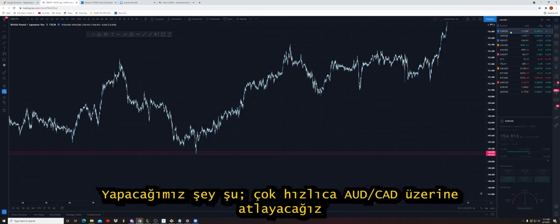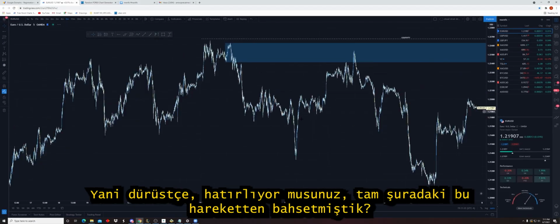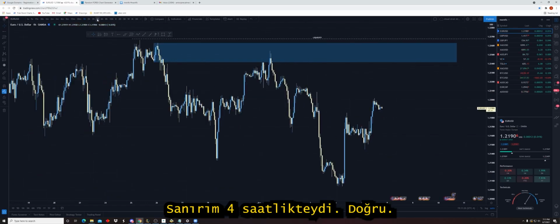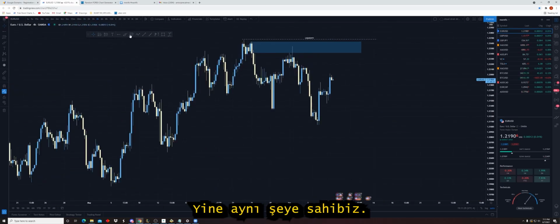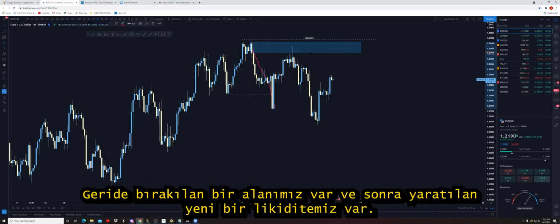So we're going to jump on EU very quickly and see if we have a zone in here we can use. Honestly, remember how we spoke about this move right here? I think it was on a 4-hour, right? We again have the same thing. We have price that came to break structure. We have an area that's left behind, and then we have new liquidity created.